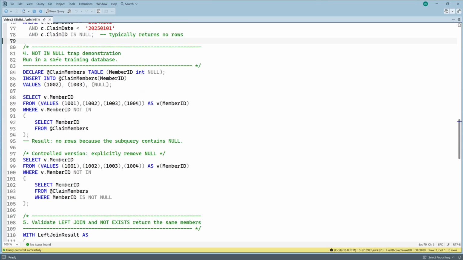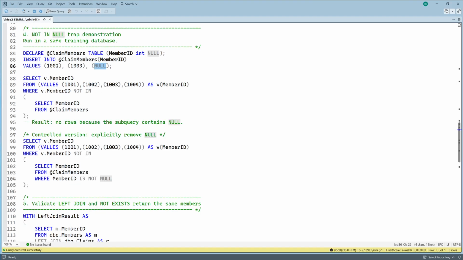Now we come to the classic NOT IN null trap. I'm creating a small control list that contains member ID 1002, member ID 1003 and one null value. At first glance, you may expect 1001 and 1004 to be returned because they are not explicitly listed. But watch what happens. We get no rows.